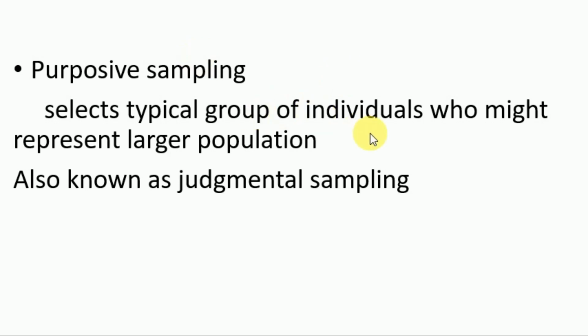First one is the purposive sampling. In this sampling, the researcher selects a typical group of individuals who might represent the larger population and then collects data from this group. It is also known as judgmental sampling. So in purposive sampling, the researcher selects a typical group of individuals who might represent the larger population and will collect data from that particular group. And this purposive sampling is also known as judgmental sampling.